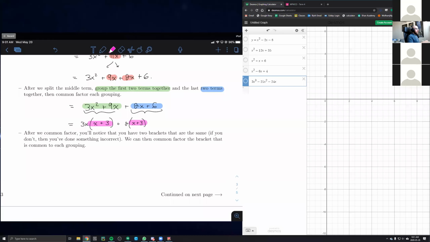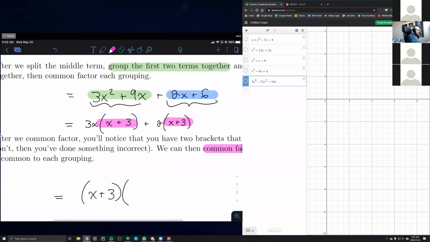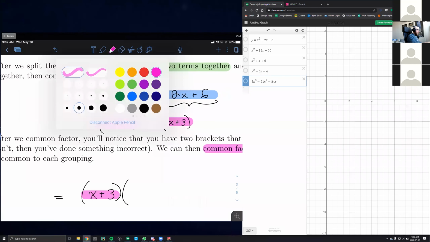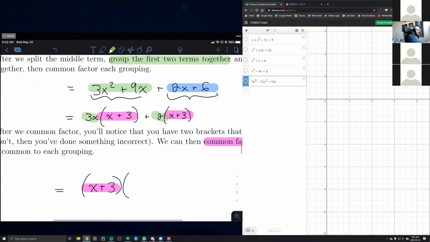Now, as we saw yesterday, when we do have 2 brackets that are the same like that, we can common factor that bracket, okay? So if we common factor an x plus 3, then the other bracket is just what's left over, right? So if we look at x plus 3, that's our pink bracket there, what's left over is the 3x and the 2. And so our other bracket is just 3x plus 2. And then we're done, right? We have successfully factored this thing.